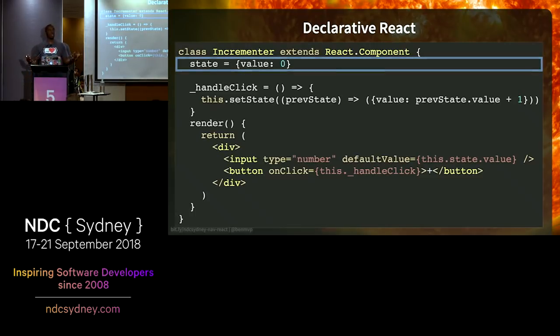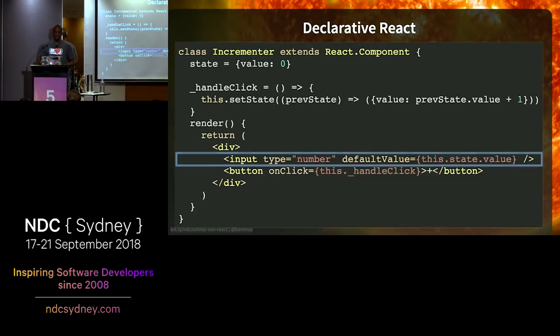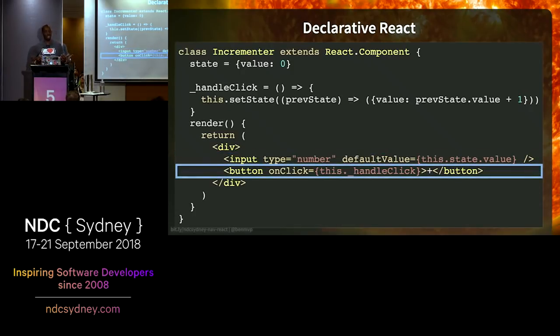So that's going to be the initial value of our input field there. And then inside of the render method, which is where you declare your UI, we just initialize the input field's default value to be the value of this.state, right? And since the initial value was 0, the initial value of the input field will be 0 as well. And then we click the button, and the button has a specific onClick handler on it, which is a reference to a function called handleClick.